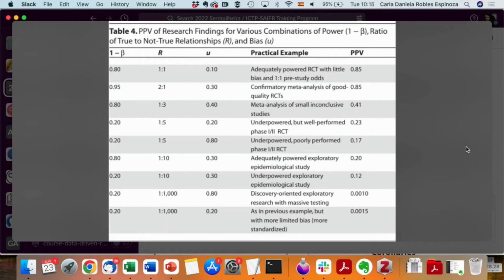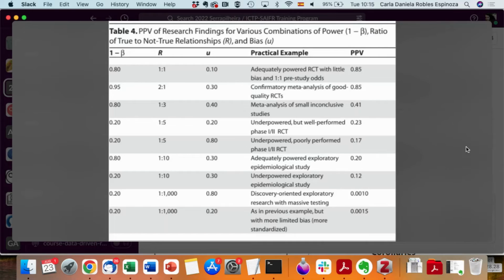There you can see that only by decreasing your power, you get a significant difference in your PPV. And he says that is the same for all these kinds of exploratory data-driven epidemiological studies. Most of them are not true, actually.